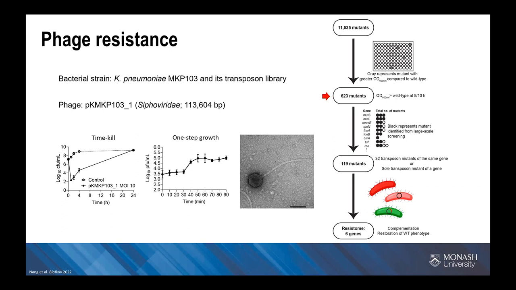Here, we took advantage of the fact that this transposon library consists of 1 to 6 individual mutants for each gene. If there were 2 or more mutants of the same genes that appeared during the first screening, they were included as potential phage resistant mutants. There are also a few sole transposon mutants of a specific gene, for example, what I have pointed out here, the CSRA. And these were included as well to avoid missing out any potential candidates. From these 119 mutants, we did a range of phenotypic and molecular assays, and finally confirmed the involvement of 6 genes that were needed for effective phage infection.